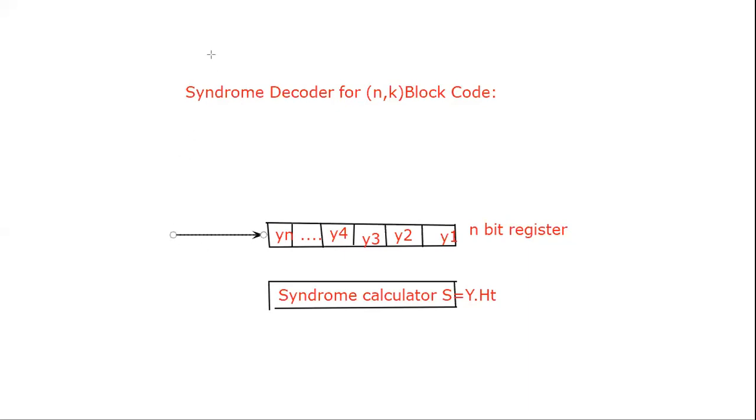Like this. Y. Okay. Now. So y1, yn, y4, y3, y2, y1. With the help of all these things, you will get the syndrome.